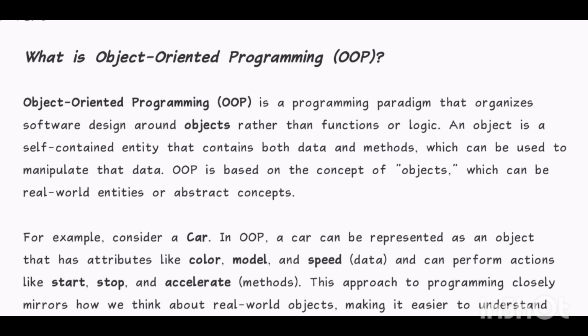What is object-oriented programming, OOP? Object-oriented programming, OOP, is a programming paradigm that organizes software design around objects rather than functions or logic. An object is a self-contained entity that contains both data and methods, which can be used to manipulate that data. OOP is based on the concept of objects, which can be real-world entities or abstract concepts.